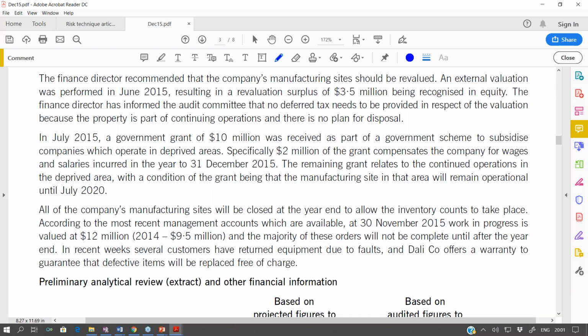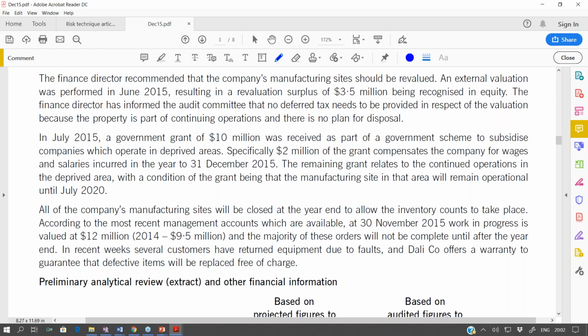No. We will not write the names of the risk, right? I'll again be answering your questions at the end of the session, right? Let's focus on completing the answer first. The same paragraph, I'm reading again. The finance director recommends that the company's manufacturing site should be revalued. An external valuation was performed in June 15, resulting in a revaluation surplus of $3.5 million being recognized. So have we covered revaluation till that full stop?